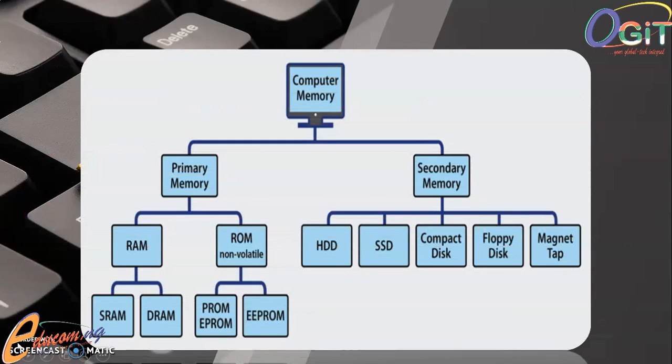This is a diagram showing the subdivision of computer memory, primary and secondary. Like I said earlier, primary memory is subdivided into RAM, which is volatile, and ROM, which is non-volatile. RAM can be static or dynamic, while our ROM can be programmable, erasable programmable, or electronically erasable programmable read-only memory. Our secondary memory, on the other hand, can be a magnetic tape, a floppy disk, solid state drive, and so on.